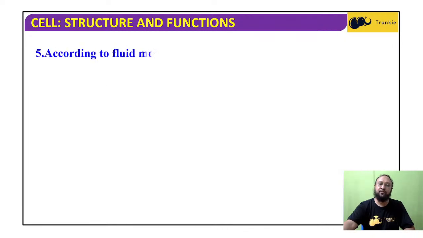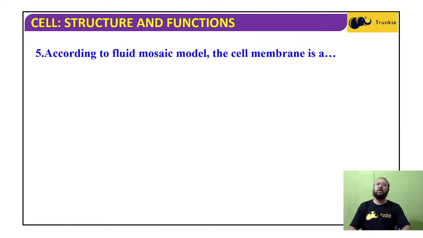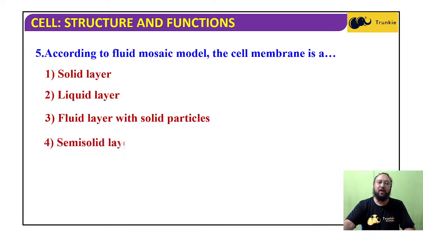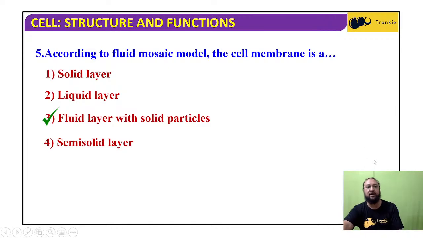Now, according to the fluid mosaic model, the cell membrane is a solid layer, or a liquid layer, a fluid layer with solid particles, or a semi-solid layer. Just try to understand. It is the fluid with solid particles, because it is quasi-fluid like, but the proteins, the particles in the fluid, are moving. They are floating. So the third option is the correct answer.